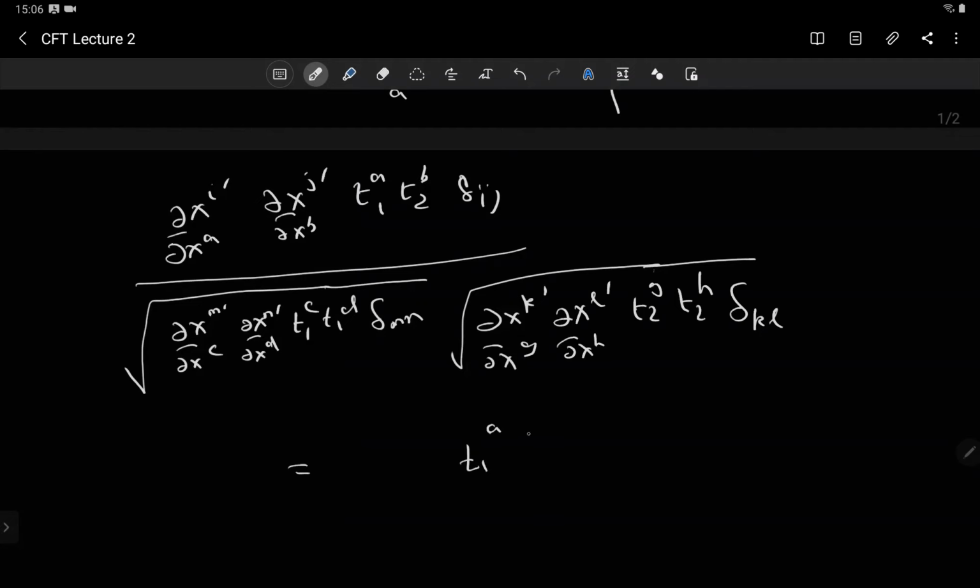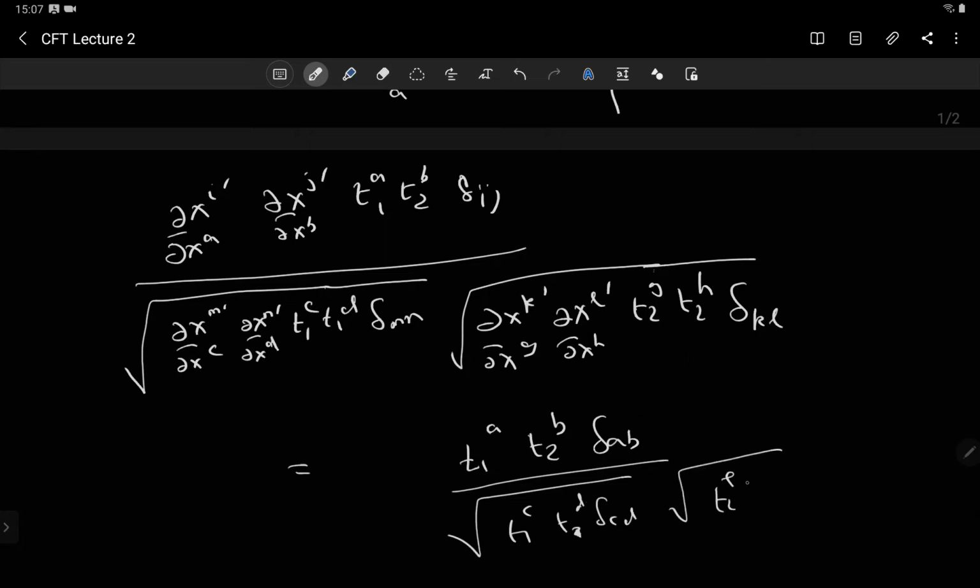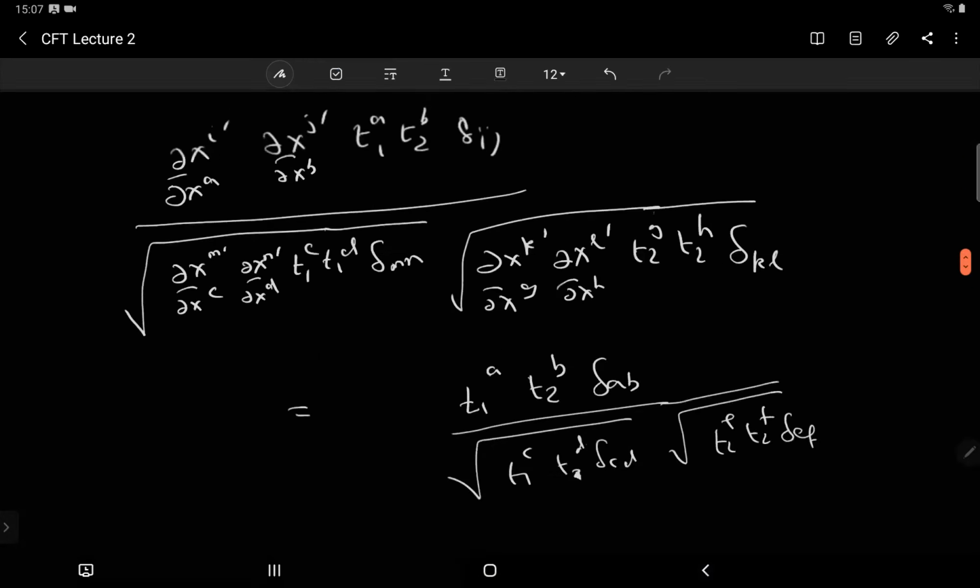And so this has to be equal to t1 a t2 b delta ab, where a is just a dummy variable, over the square root of t1 mod, which means the square root of t1 c t1 d delta cd times t2 e t2 f delta ef. So this is the condition we want, that the cos alpha has to be the same in both the charts.